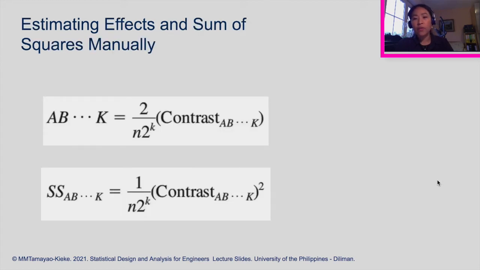Now we are ready to manually estimate the sum of squares as well as the effects. The effects can be computed as 2 over n times 2 raised to the k times the contrast of AB to k. And then the sum of squares of AB to k is equal to 1 over n times 2 raised to k times the contrast squared.